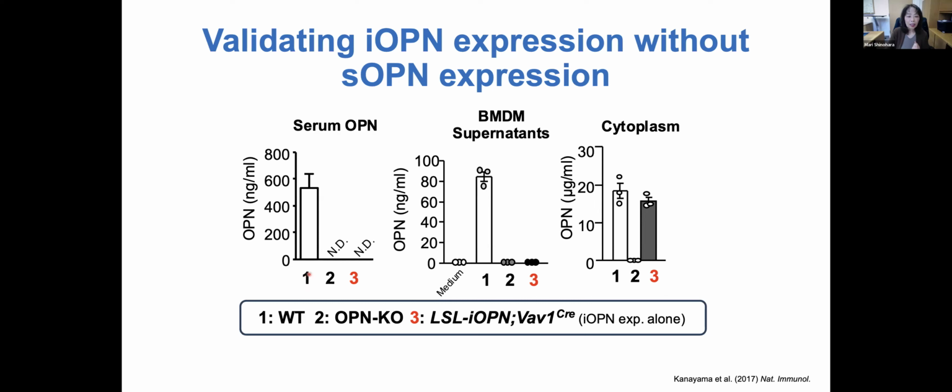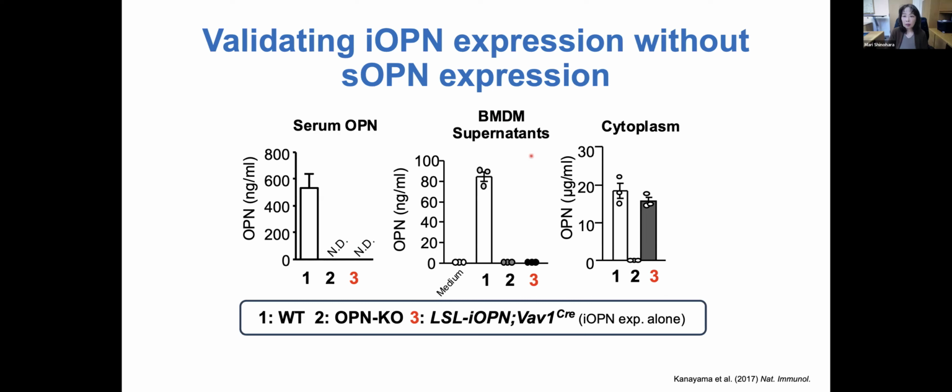So here, wild type serum OPN from the mice. Yes, we can detect OPN, but in OPN knockout, of course, there is no OPN. And then number 3, which only expresses iOPN. So that's why we didn't see OPN in serum, which is good.